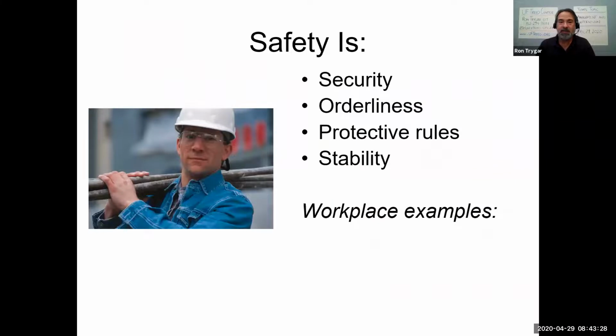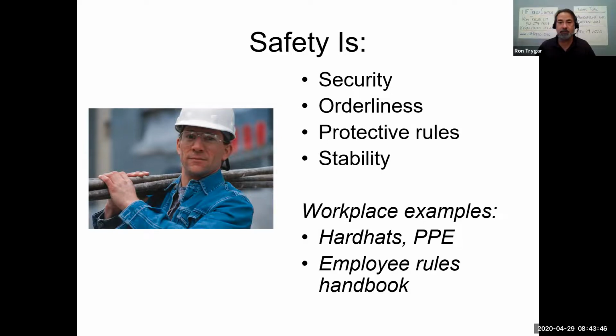Safety and security is the next one on Maslow's hierarchy of needs. Now remember, the first one needs to be fulfilled first. Then we have safety. Safety is security, orderliness, protective rules, stability within the workplace. An example of this would be your hard hats, your PPE, the handbook policies that are built into your workplace.